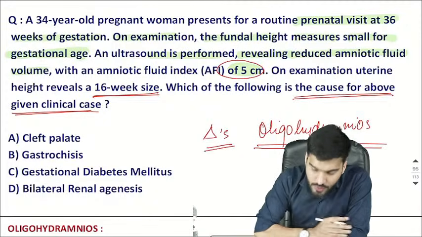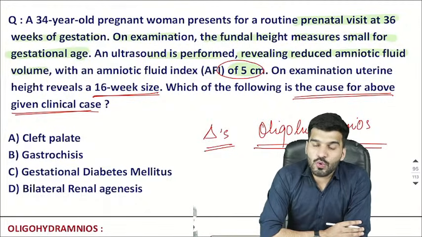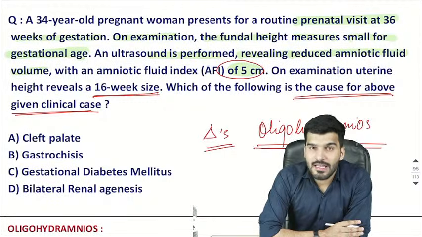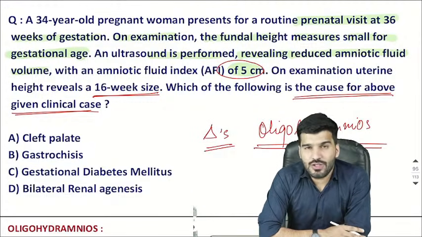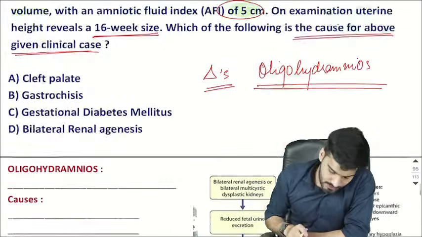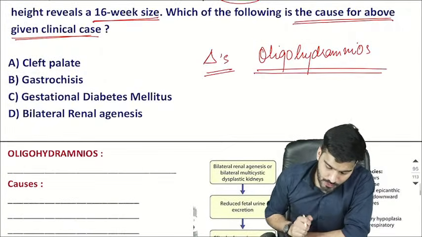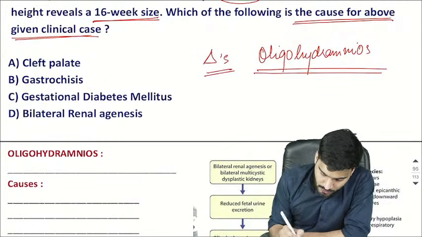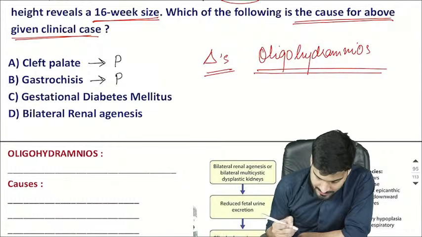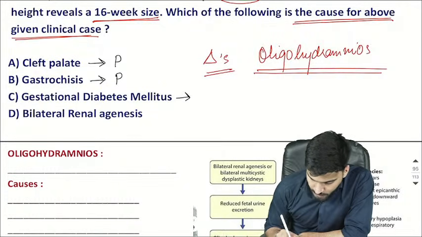Now, what are the causes of oligohydramnios? It can be a post-term pregnancy, a post-dated pregnancy, something wrong with the kidneys, that is renal agenesis, amniocentesis, or IUGR. All these conditions are related to oligohydramnios. So here, among these options, what will be the classical cause? The first one, cleft palate, is a cause of polyhydramnios. Gastroschisis is also a cause of polyhydramnios.